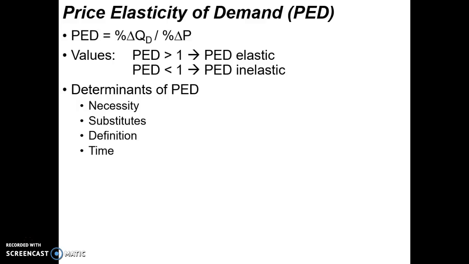Definition the same way. When an item is broadly defined, such as food, there's not a lot of alternatives to food. But as I narrow that definition and I separate between vegetables and meat, and then within meat I separate among different types of meat, like chicken versus beef. As I narrow my definition, there are many more substitutes to beef than there are substitutes to just meat in general, than there are substitutes to food. So the broader the definition, the less substitutes, and again, the more inelastic.